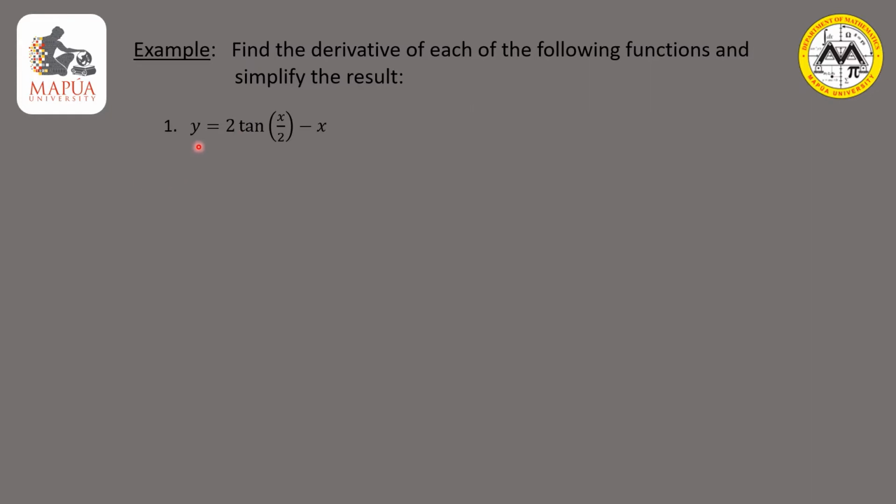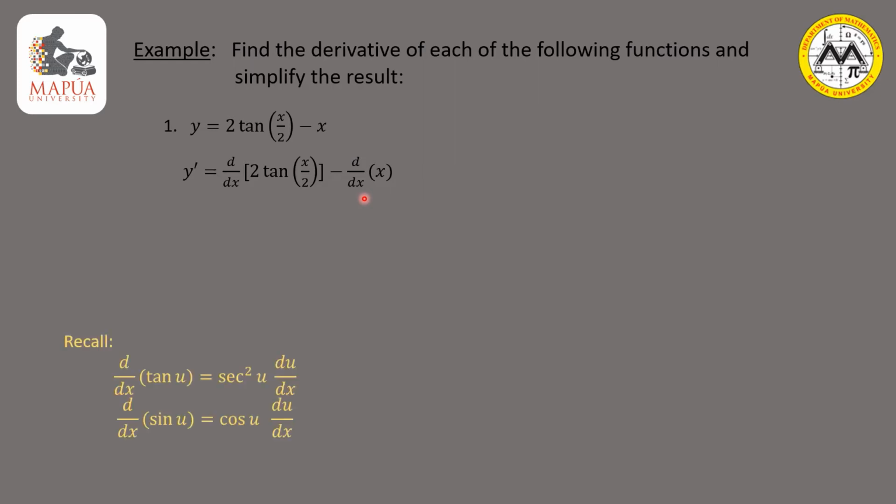For number 1, we have y is equal to 2 times tangent of 1/2 x minus x. The form of the function y is a difference of two terms. We have the difference between 2 tangent of 1/2 x and x. So if we are going to differentiate the function y, then we will be applying the rule to differentiate a difference. Hence, we have y prime equal to the derivative of 2 tangent of 1/2 x minus the derivative of x. In differentiating tangent of 1/2 x, we will be applying this rule to differentiate tangent of u, where the derivative of tangent u with respect to x is given by secant squared u times du dx.